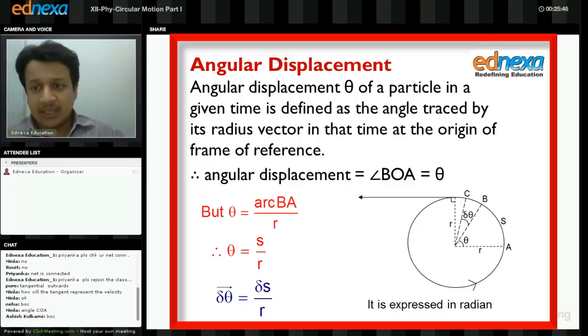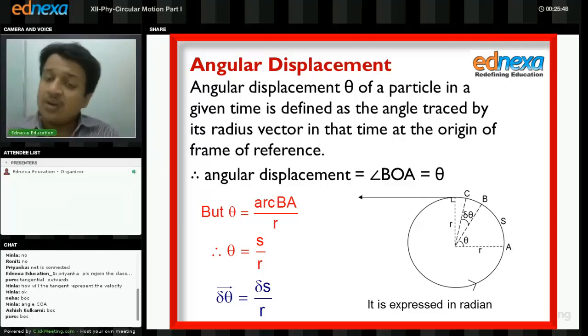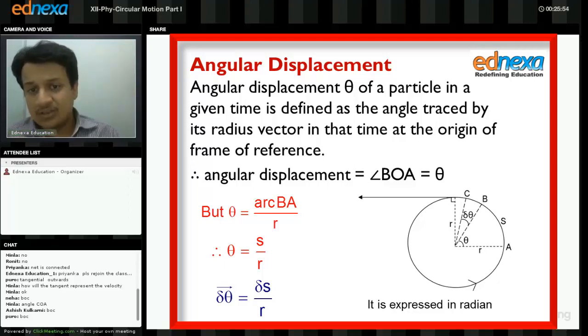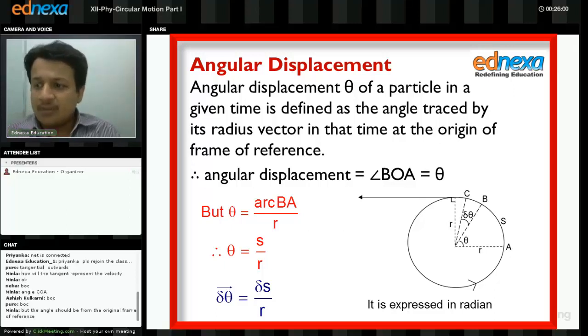Getting it? Then after this we are going to discuss one very basic concept that we discussed in 11th standard mathematics. Do you remember this formula? It is angle equal to arc upon radius. So the same formula is in front of you.